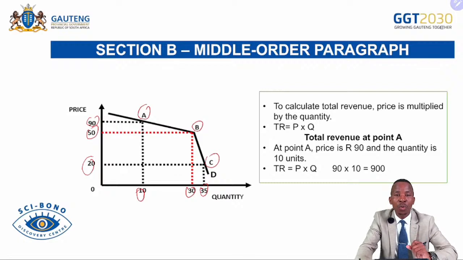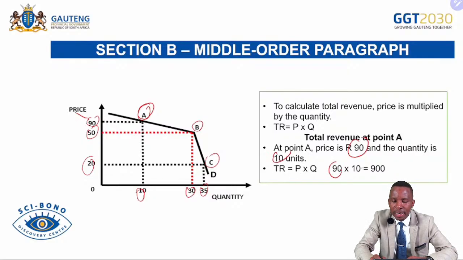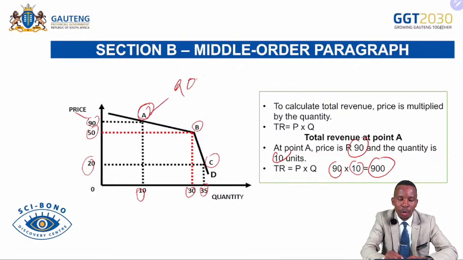Remember, total revenue is the total income earned by the business after sale, where the price is multiplied by the quantity. So TR equals P times Q. Total revenue at point A: the price is 90 Rand and the quantity is 10 units. You simply say TR equals P times Q, then 90 times 10, you get 900. So at point A, you have 900.